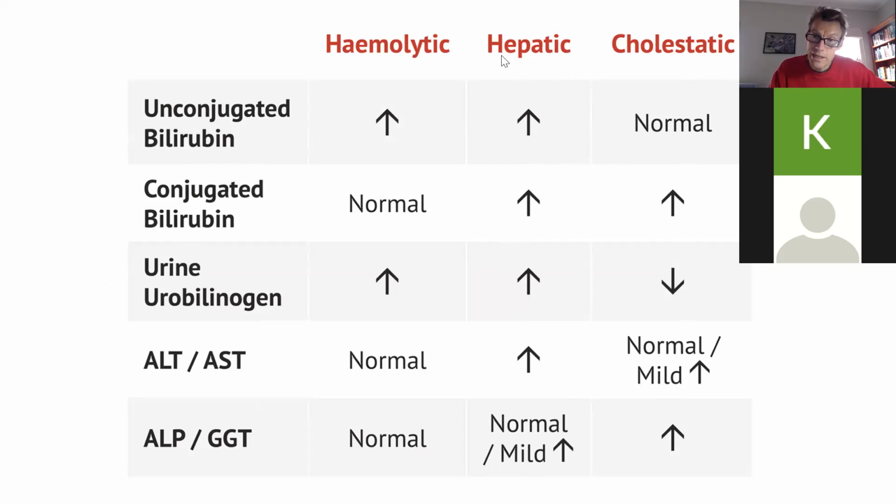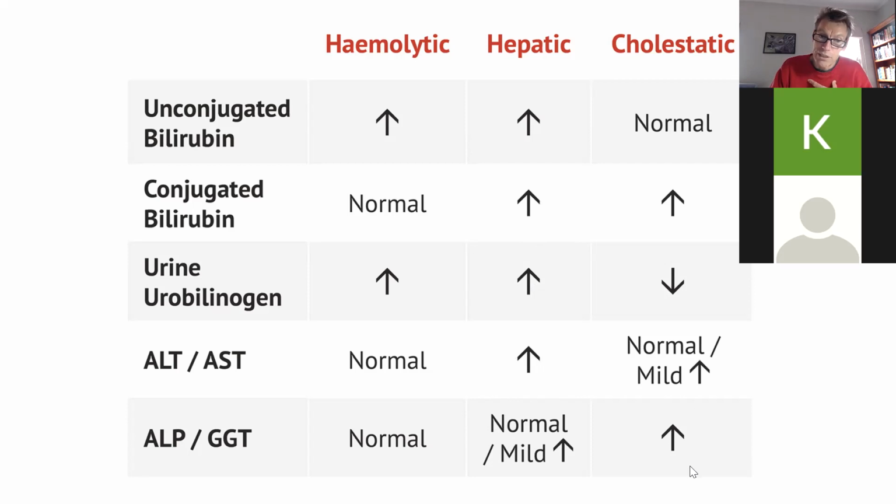So if you've got a hepatic problem, then your bilirubin, your unconjugated bilirubin, will be high. Often your conjugated bilirubin will also be elevated. You'll have more urobilinogen in your urine, and your ALT particularly, and often your AST, will be high. And it might be that the gamma GT and the alk phos are normal or elevated.